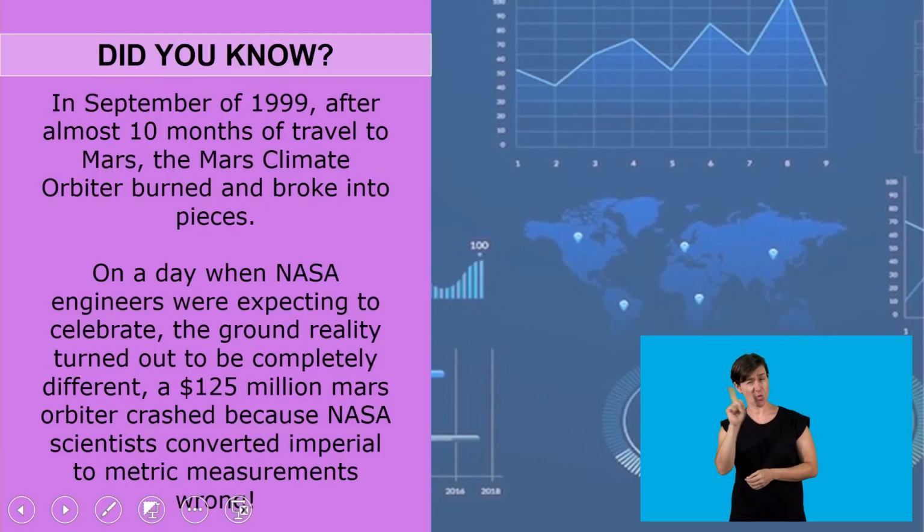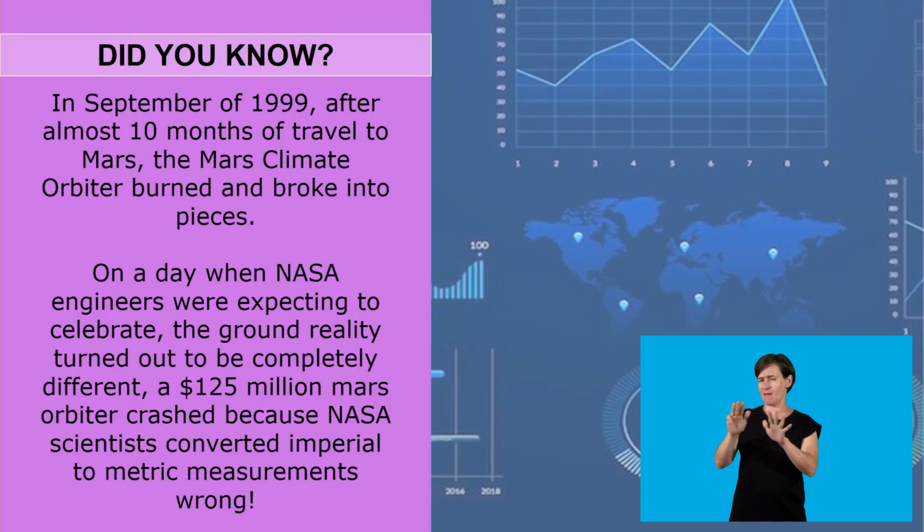Did you know, in September of 1999, after almost 10 months of travel to Mars, the Mars Climate Orbiter burned and broke into pieces. On a day when NASA engineers were expecting to celebrate, the ground reality turned out to be a completely different thing. A $125 million Mars orbiter crashed because NASA scientists converted imperial to metric measurements wrong.